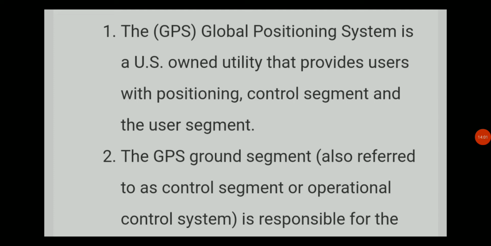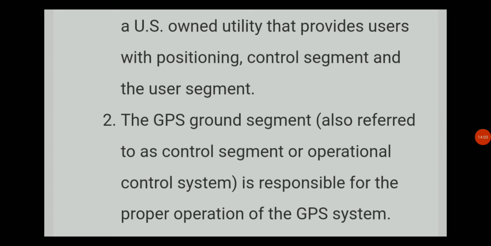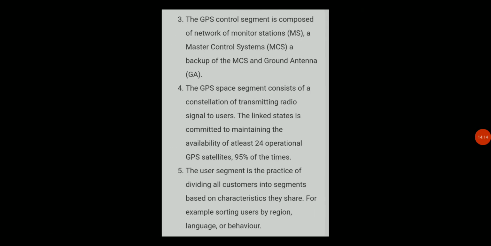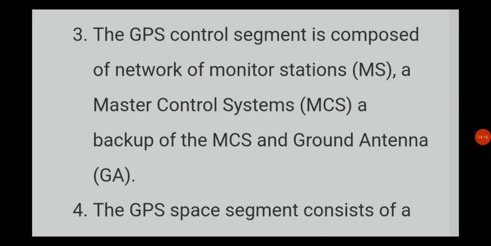control system, and the user segment. Second point, the GPS ground segment, also referred to as control segment or operational control system, is responsible for the proper operation of the GPS system. Your third point, the GPS control segment is composed of a network of monitor stations, that is MS, and a master control system, that is MCS, a backup of the MCS, and ground antenna GA.